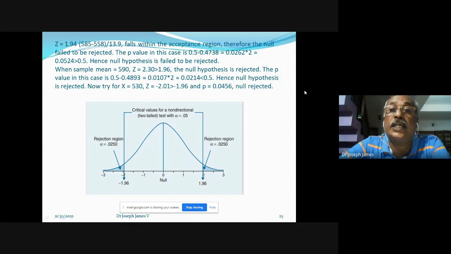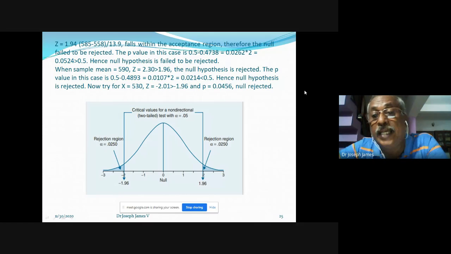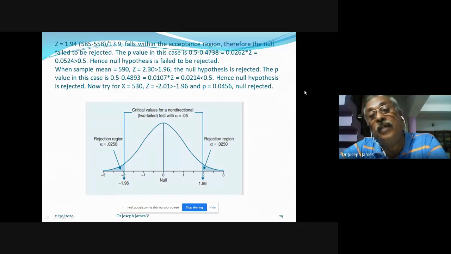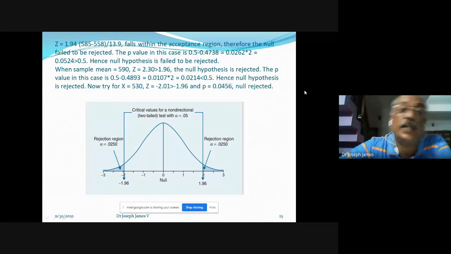There are two ways to decide whether to reject or accept the null hypothesis. One is our Z value, that is usually known as the critical value. If the test statistic we get is greater than the critical value, that is, the Z value obtained from the sample is more than the critical value 1.96, we will reject the null hypothesis. And if it is less than 1.96, we will fail to reject the null hypothesis or retain the null hypothesis. That is the procedure of making a two-tailed test.